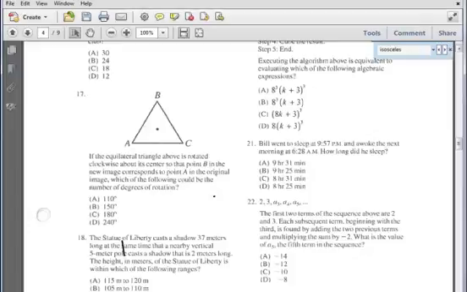Equilateral triangles. So how many times could you rotate this? Let's let this be blue. This will be red, and this will be green. All right. If you rotated it once, you would have what? I mean, how far could you rotate it to get the exact same image?